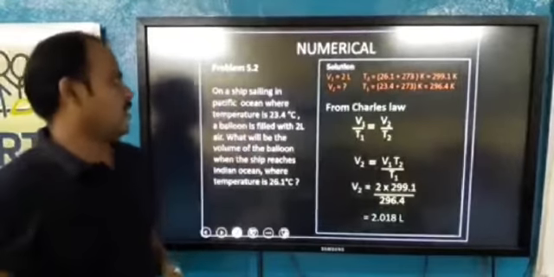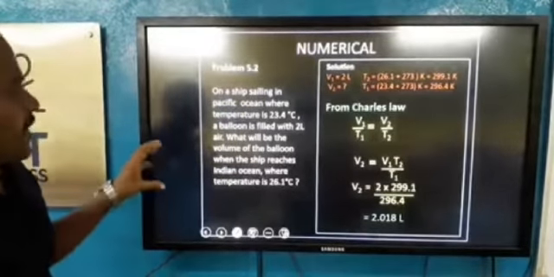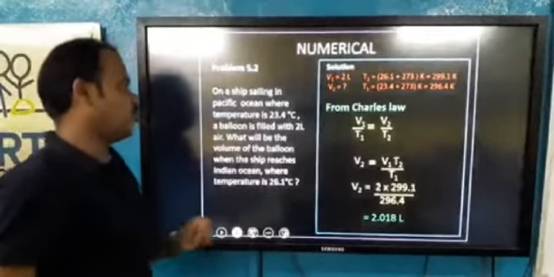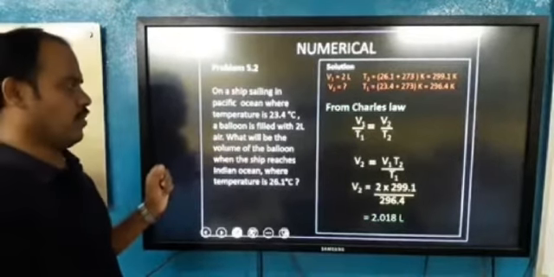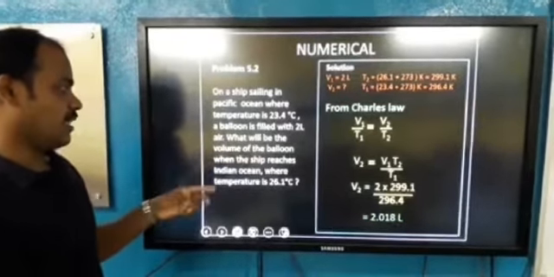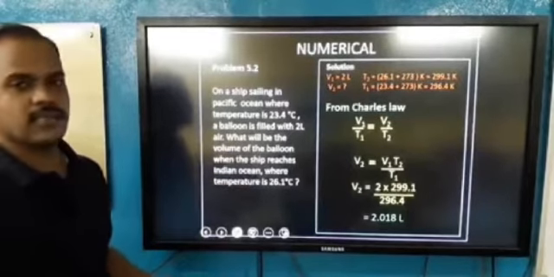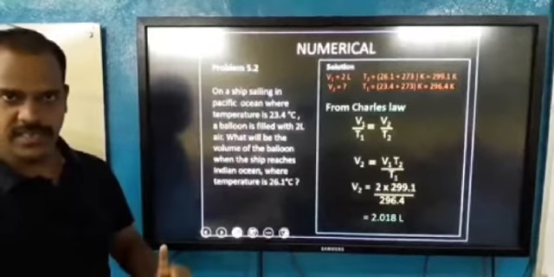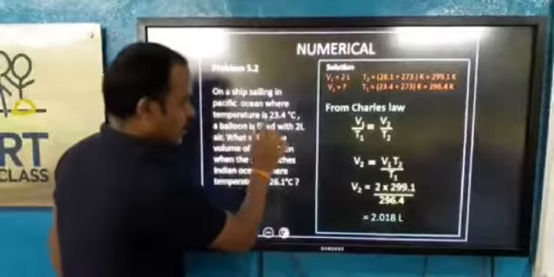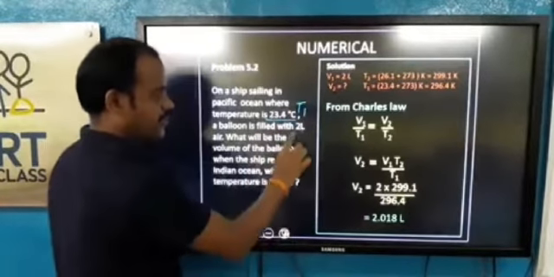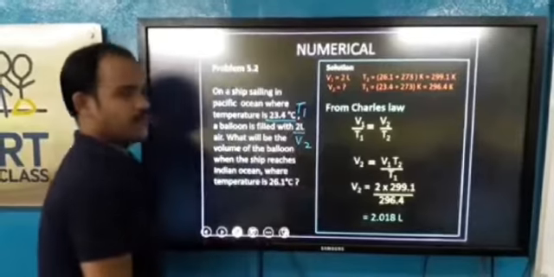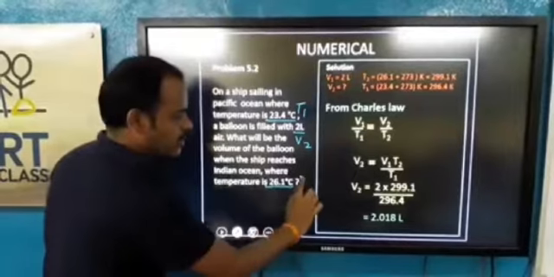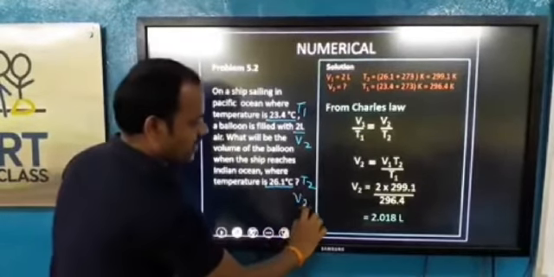So on a ship sailing in the Pacific Ocean, where temperature is 23.4 degrees C, a balloon is filled with 2 liter air. What will be the volume of the balloon when the ship reaches the Indian Ocean, where temperature is this one? So in this question, 2 different temperatures are given and 1 volume is given. See, if this one is T1, at T1 temperature the volume is V1. So what will be the volume at this temperature? This one is T2. Now we have to find V2.